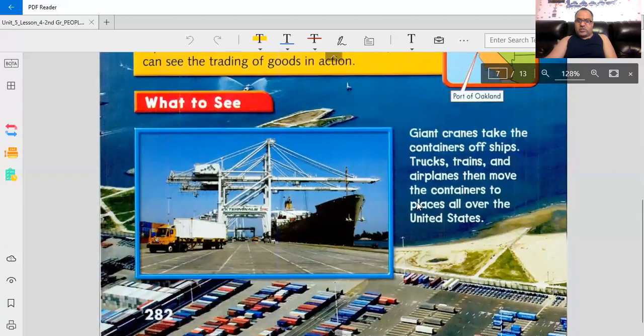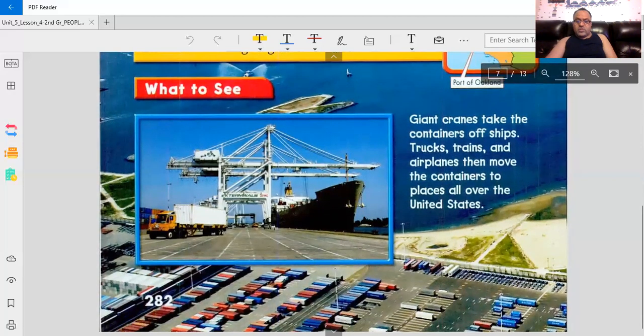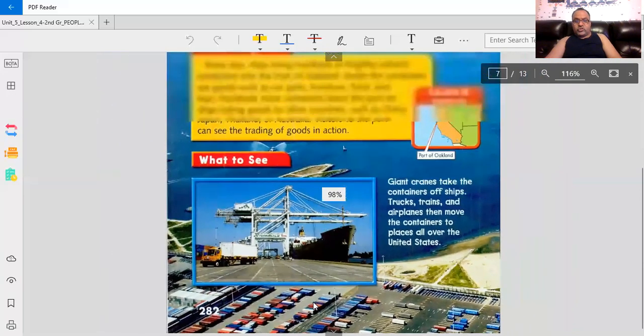Giant cranes take the containers off ships, trucks, trains, and airplanes, then move the containers to places all over the United States. Huge ship. Those very huge machines are cranes that lift the big containers from the ships and put them onto trucks. Look at all those containers sitting on the floor. Wowzers.